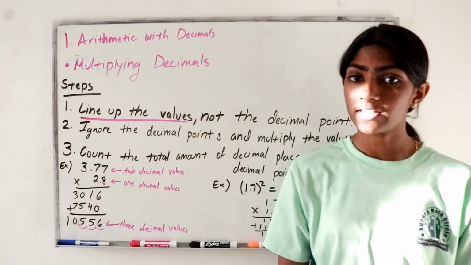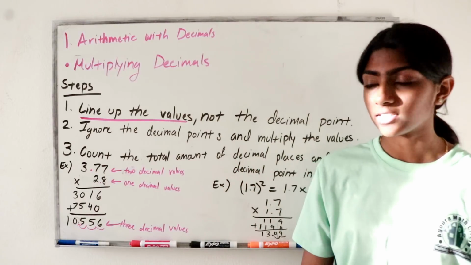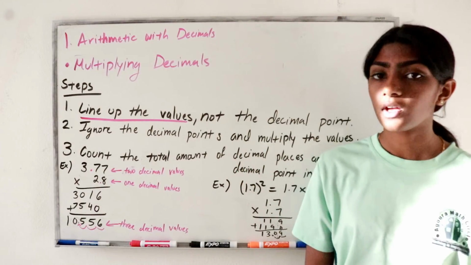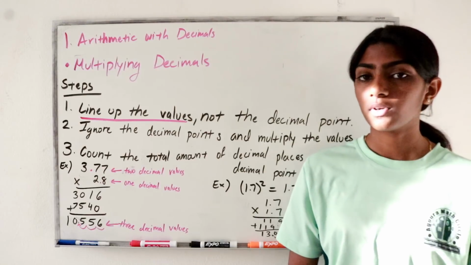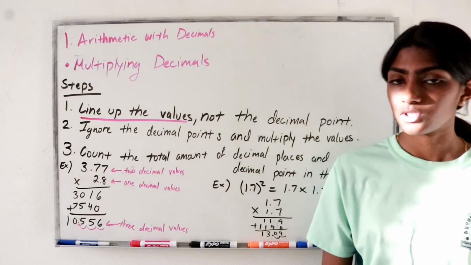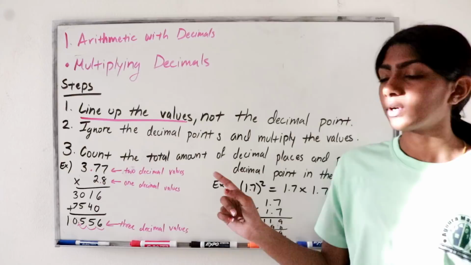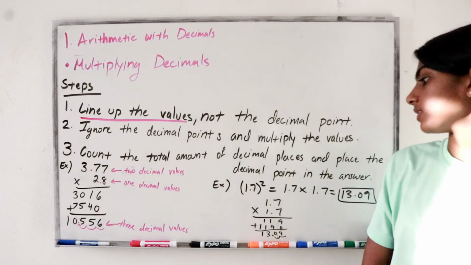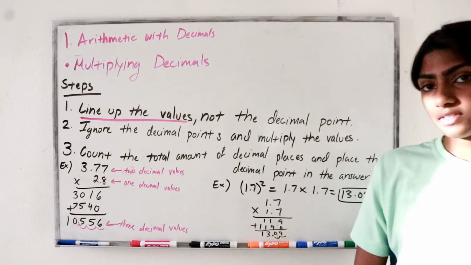Now let's look at multiplying decimals. There are 3 steps for multiplying decimals. The first step is to line up the values, not the decimal point. Next, you want to ignore the decimal point and multiply the values, just like regular numbers. And finally, you want to count the total amount of decimal places and place the decimal point in the answer.